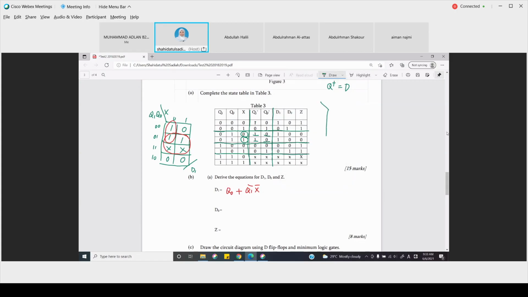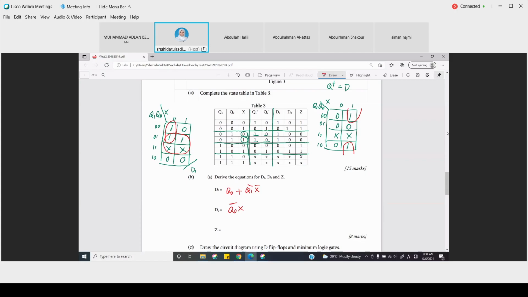And then for D0, we draw another K-map. The domain is Q1, Q0, X. For D0, it's 0, 1, 0, 0, 0, 1, X, X. So the group is, yeah, D0 is equal to Q0 bar X.